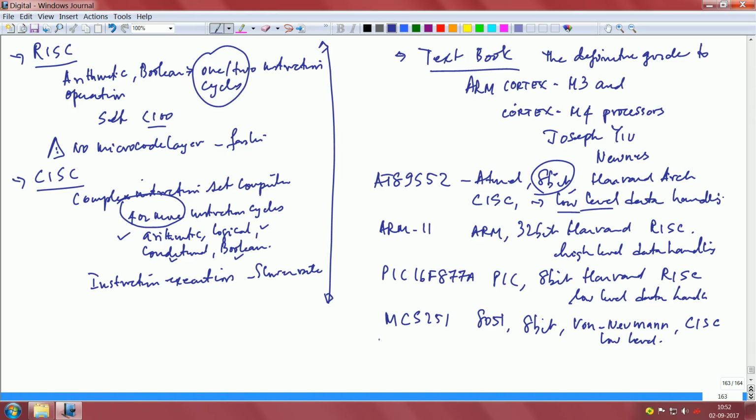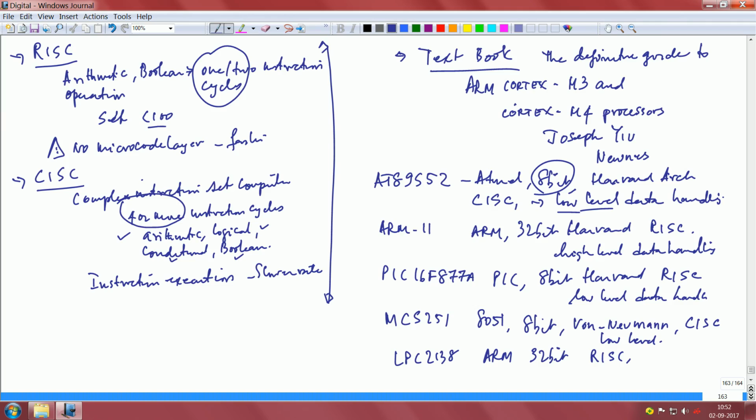Then LPC 2138, also from ARM. This is ARM based, it is 32 bit and it is a RISC based system, and therefore it is meant for high level controller, high level data handling application.